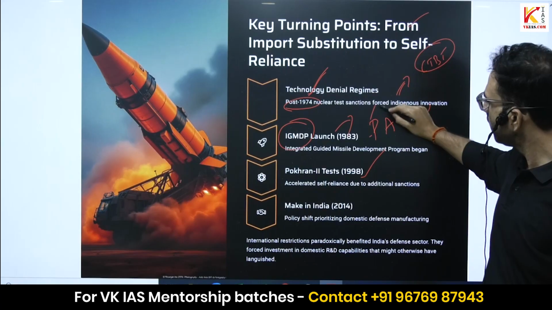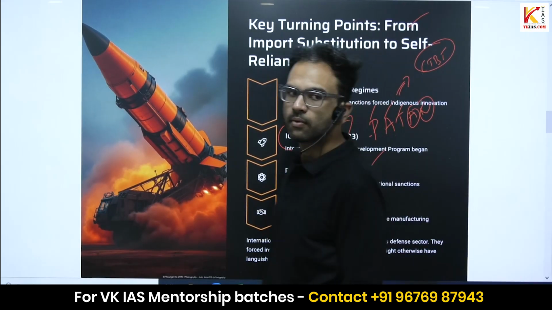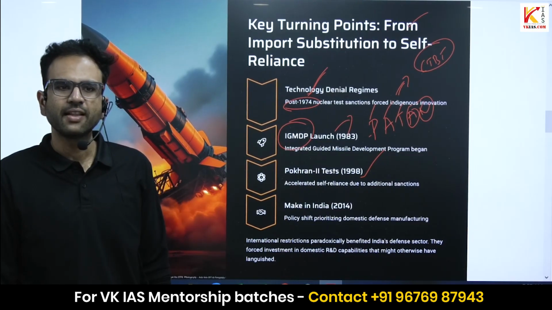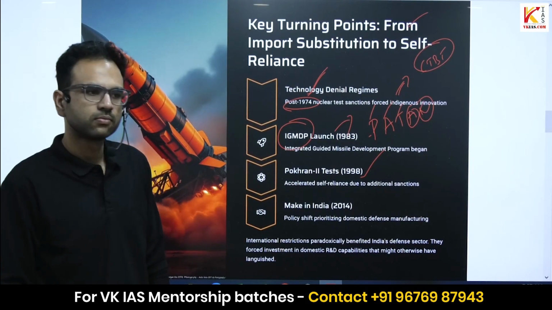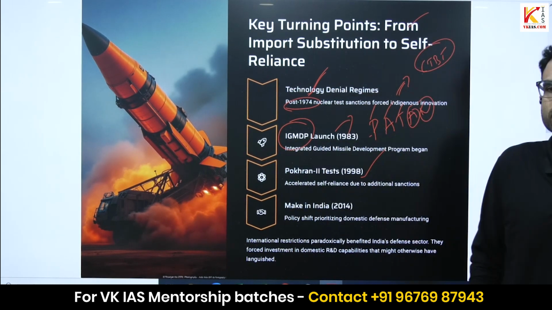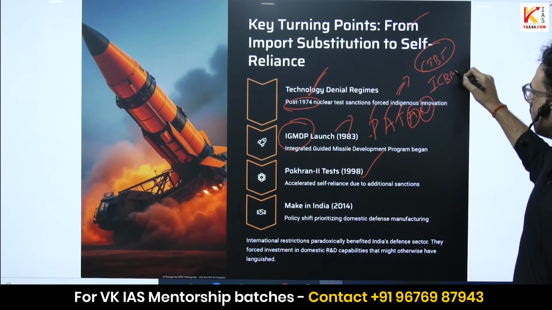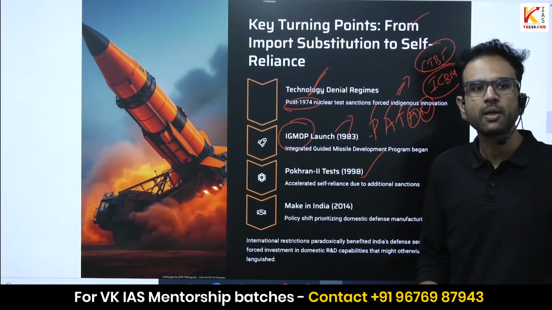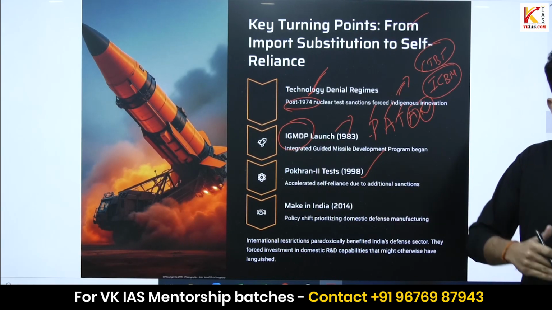Patan, Prithvi, Agni, Trishul, Akash, Nag. You can write this down. What is the missile that is considered to be the most powerful in this? Agni. Why? Range is more. What do you mean by ICBM? Intercontinental ballistic missile. What do you mean by intercontinental? That itself shows that its range is very high.